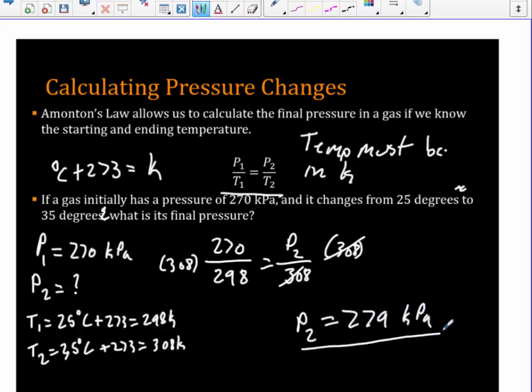This would be about what happens to your tire as it drives down the road. The pressure goes up a few kilopascals because the temperature of the tire goes up as it goes over the road.